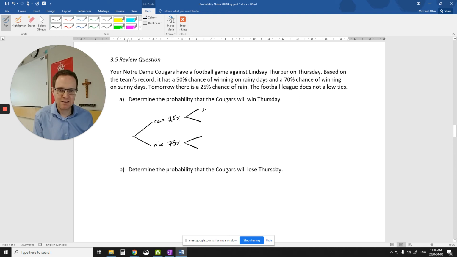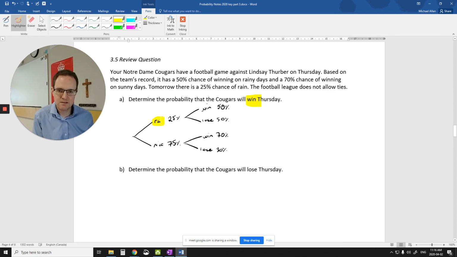Okay, and then in each of these cases you have a condition of winning or losing. Based on the record, it's a 50% chance of winning on a rainy day. So she only has a 50% chance of winning on a rainy day, and a 70% chance of winning on a sunny day. So that's what we know. That means there's a 50-50 chance of losing as well, and there's only a 30% chance of losing on a nice day.